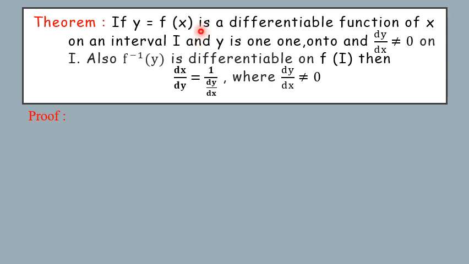And according to this theorem, if the given function is differentiable and dy by dx not equal to 0, then dx by dy is equal to 1 upon dy by dx.